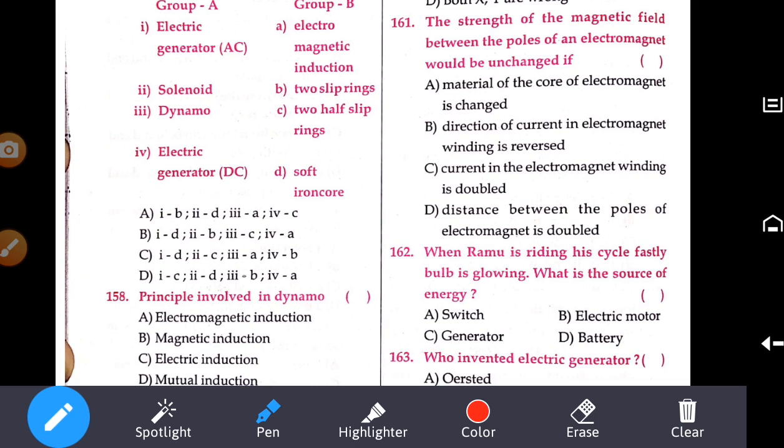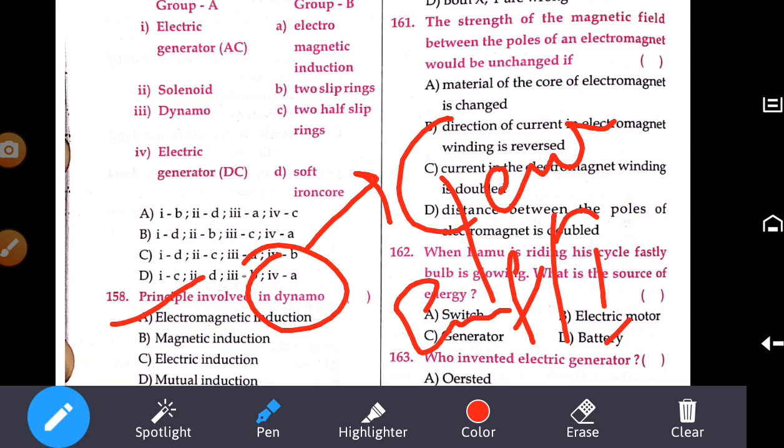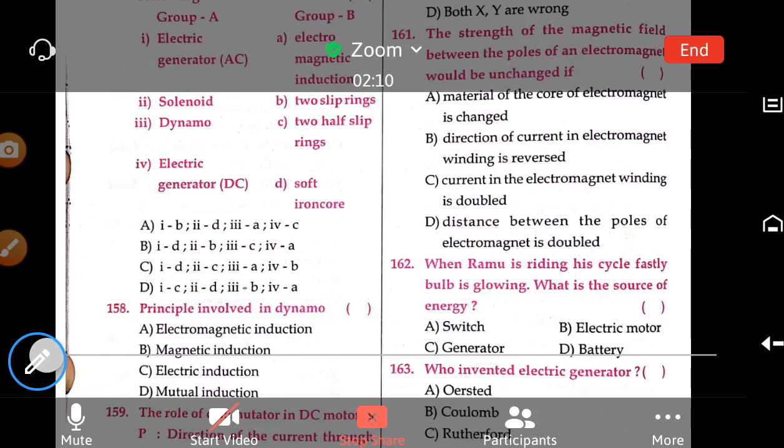Now, the principle involved in dynamo. Dynamo is nothing but a generator. A generator works on the principle of what? Whenever there is a change in the flux, an induced EMF or current will be formed. So it depends on electromagnetic induction, and this is the law explained by the scientist Faraday. So, electromagnetic induction. Let's see the next question.